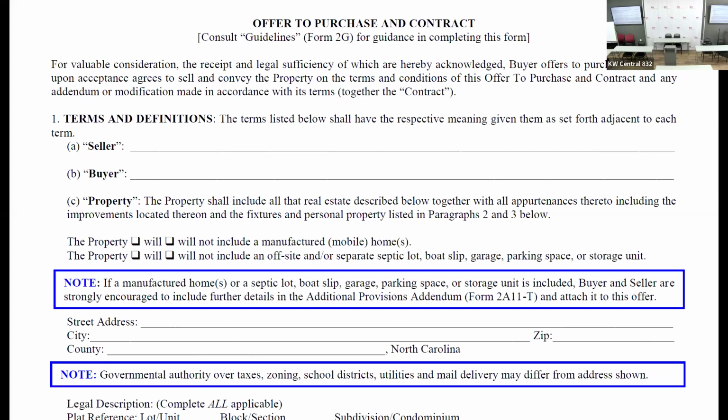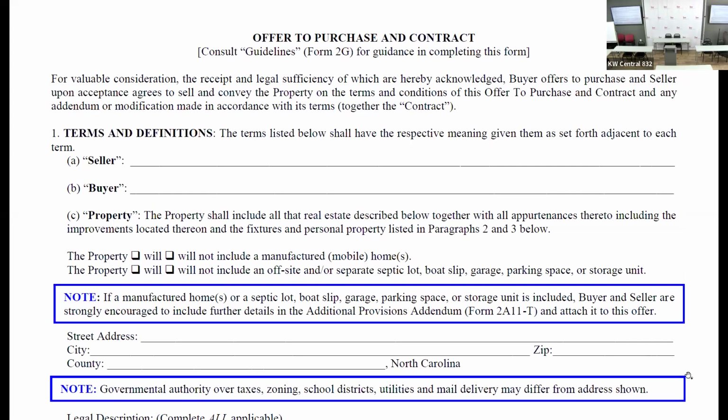So sellers would be the heirs. Buyer, same thing. List the buyers, their full names. Again, this is dependent on which side you're on, so we're going to cover both. Then we're going to describe the property.